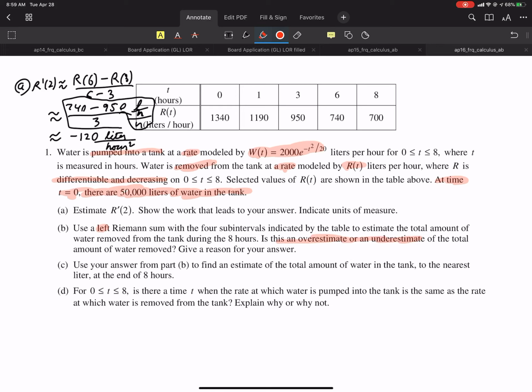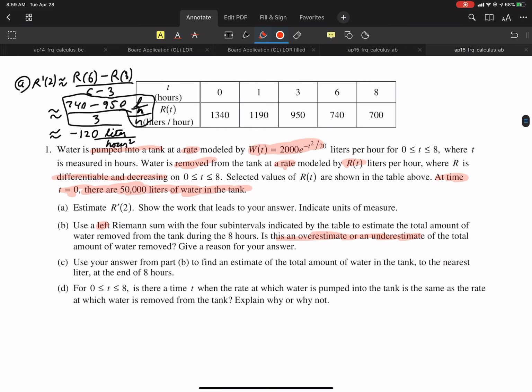Let's read this. So we're going to use our answer from part B to find an estimate for a total amount of water in the tank. So we already defined a function on top.